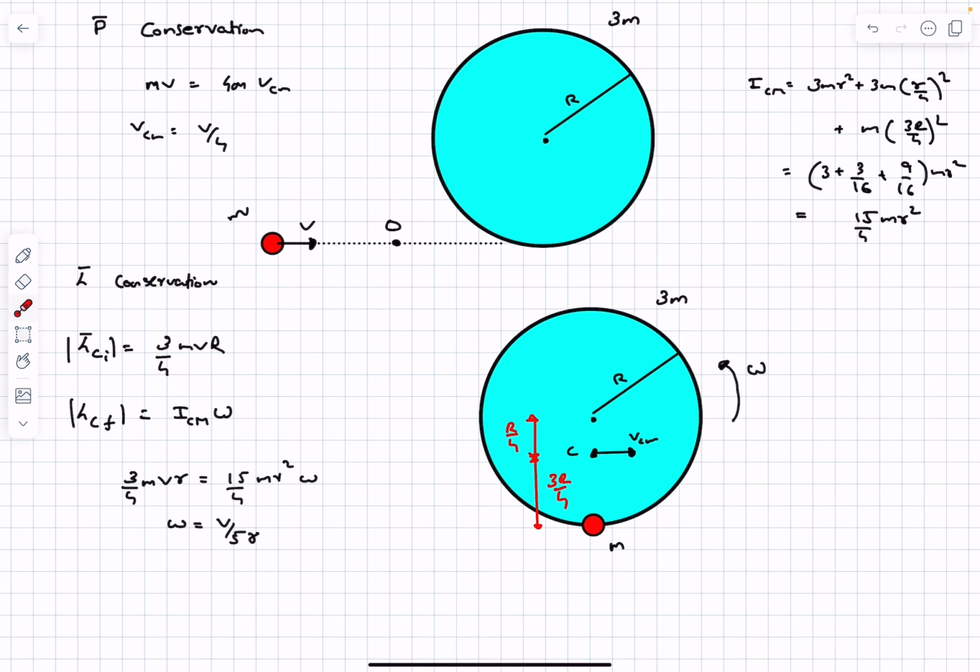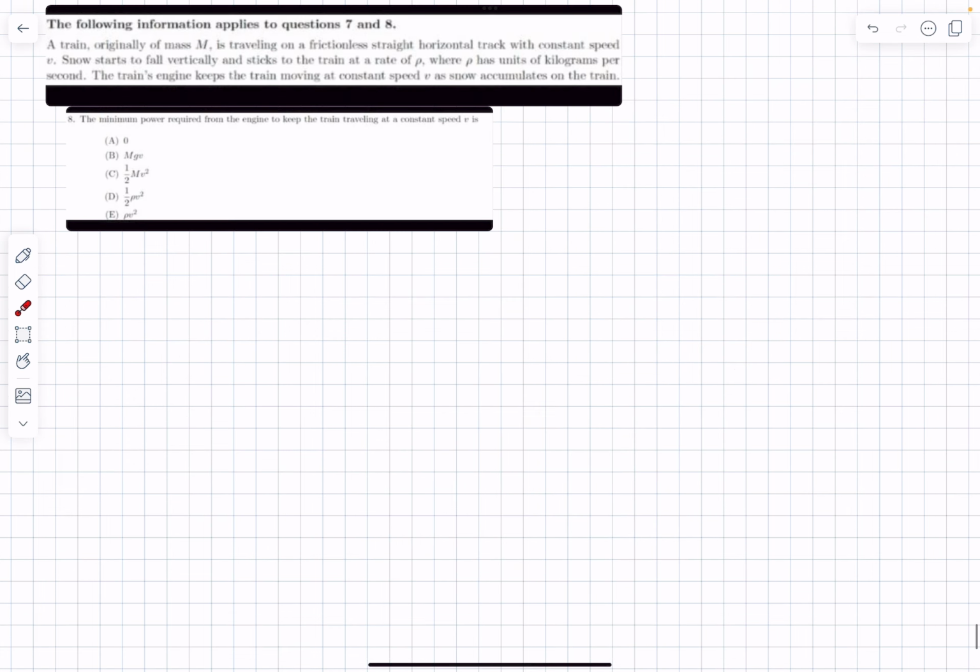Okay, so now after equating these two terms, we'll get omega as v divided by 5r. Now in the question, they ask the value of VCM by omega, and that will come out to be 5r divided by 4. So now let's move on to the last problem of the day.